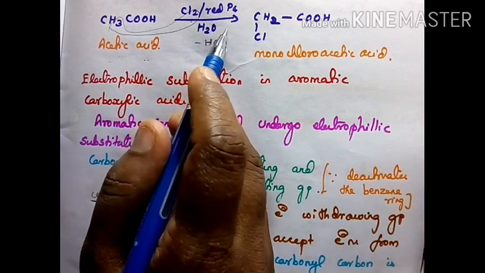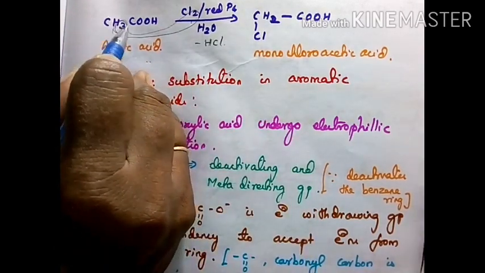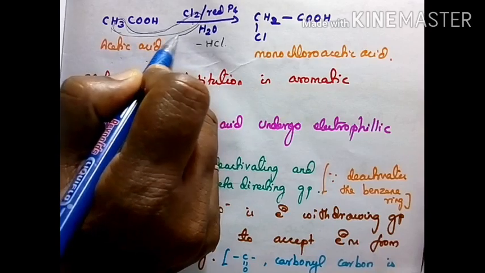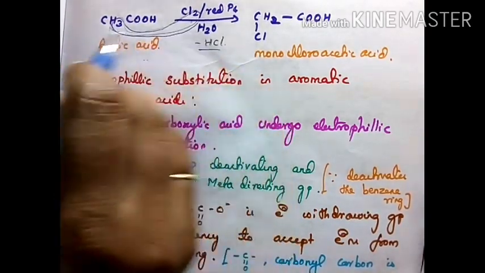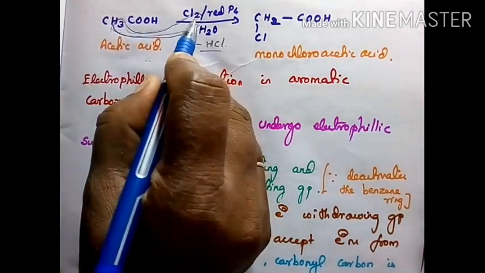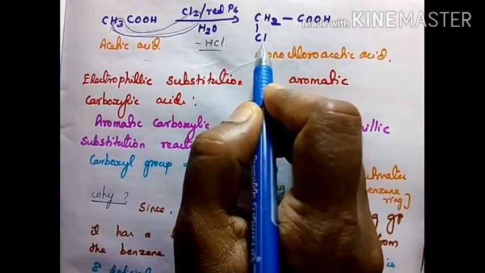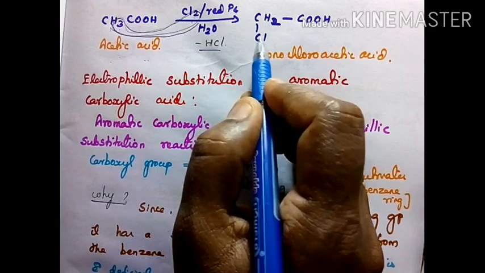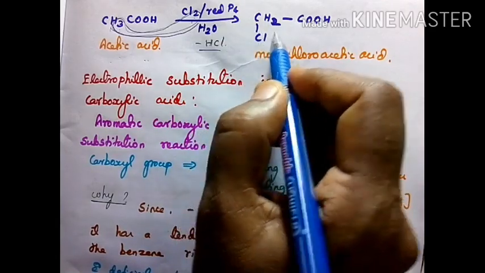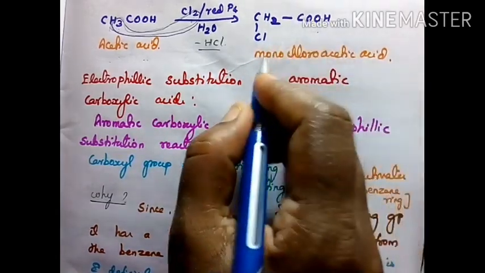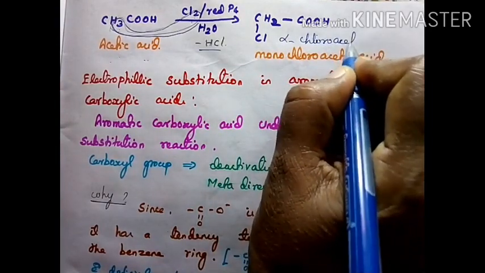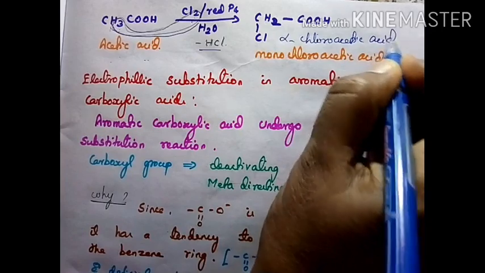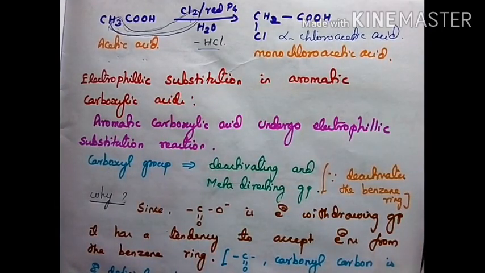How does the reaction take place? One of the hydrogens combines with Cl with the removal of HCl. So one hydrogen is replaced by one Cl. This is monochloro, only one chlorine is substituted here, no? So it is called monochloroacetic acid, or alpha chloro acetic acid.